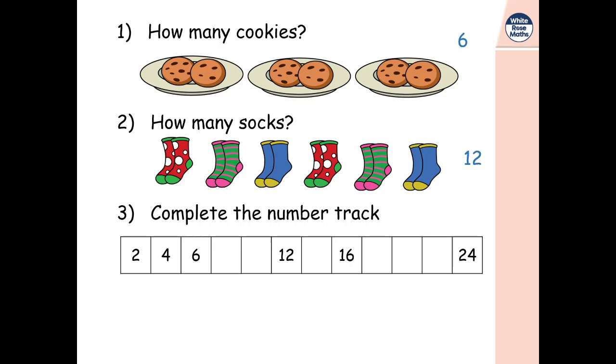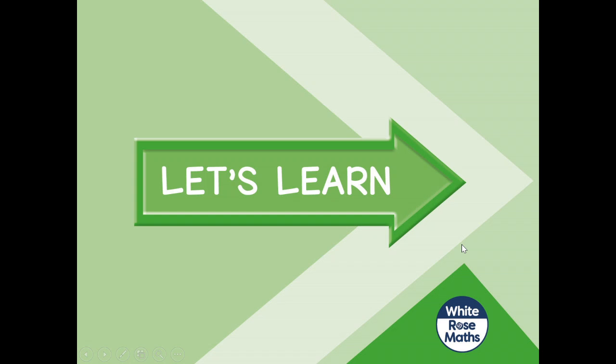And then completing the number track, we're going up in twos obviously, so it's 2, 4, 6, then 8, 10, 12, 14, 16, 18, 20, 22, 24. And there's a reason why we're stopping at 24.